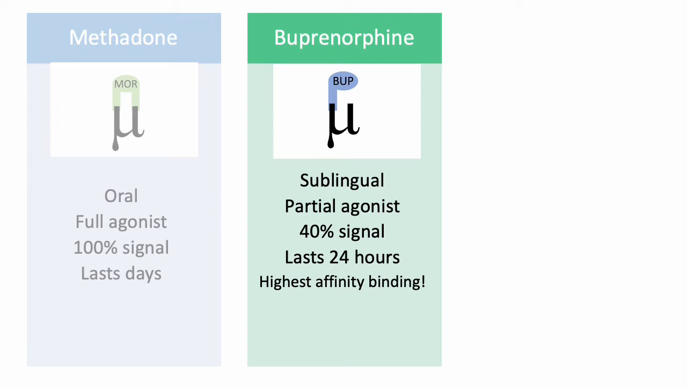It binds for about 24 hours and has a very high binding affinity, which means while it's bound, almost nothing else can displace it. So this also protects against overdose from other opioids while the person has buprenorphine in their system. It's important to note that buprenorphine has very poor oral bioavailability, so it's typically taken sublingually as a dissolvable pill or strip.